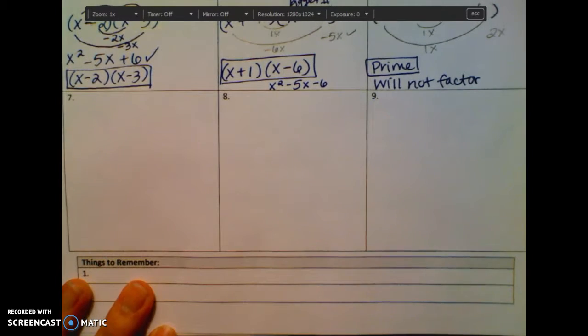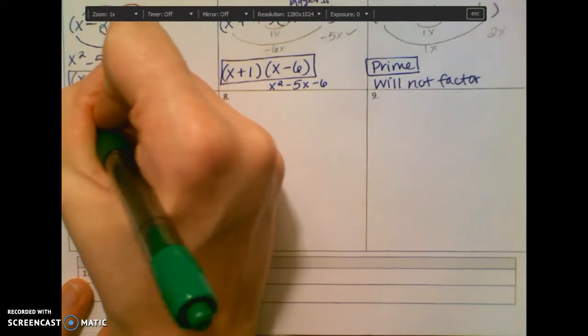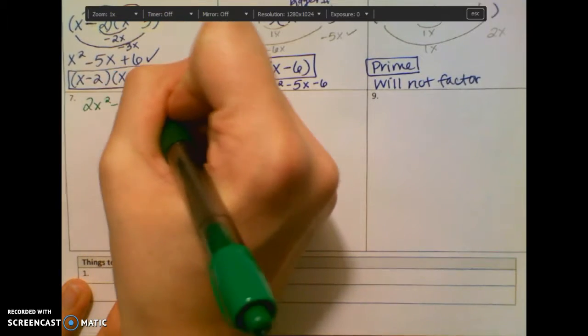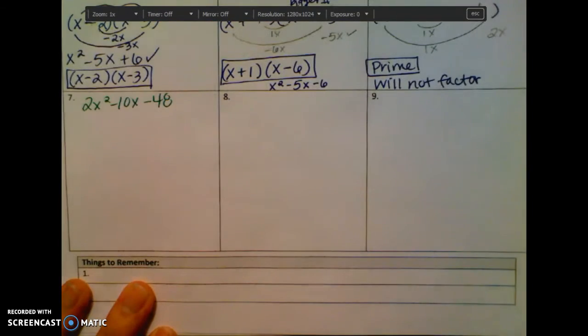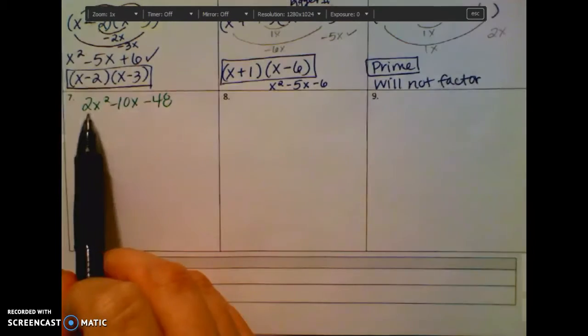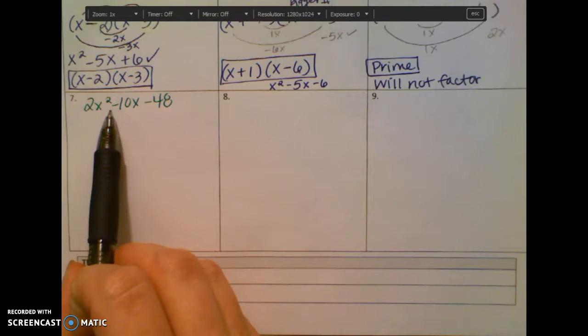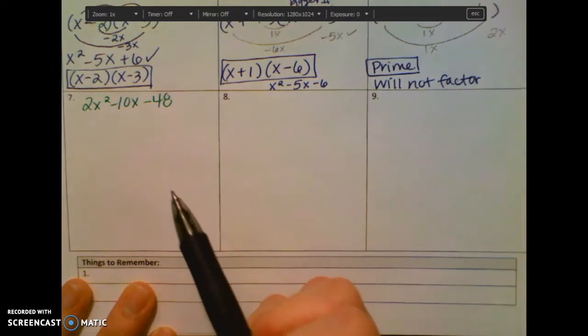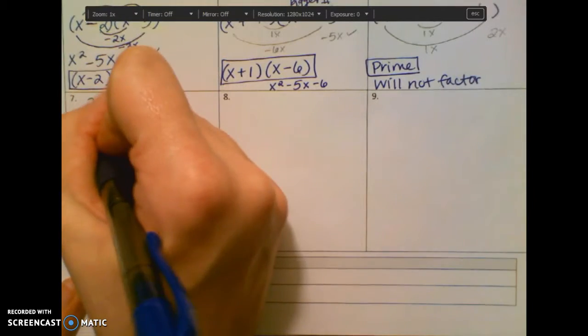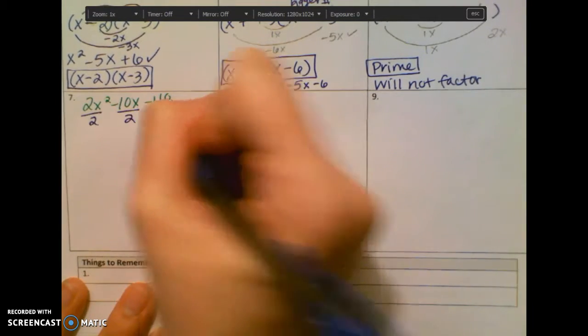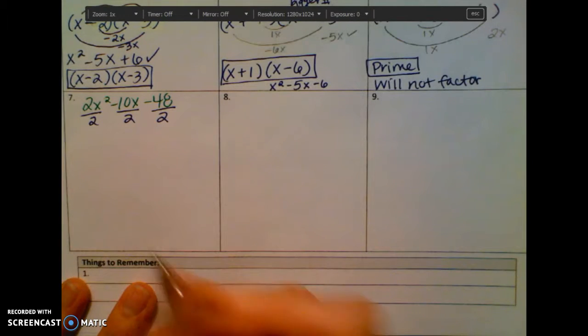So number 7, we have 2x squared minus 10x minus 48. So you should notice in this one it looks a little different because there's a number in front of the x squared. That means there's probably a GCF here. So if I divide all of these numbers by 2, that's the number that I can take out of all of them.